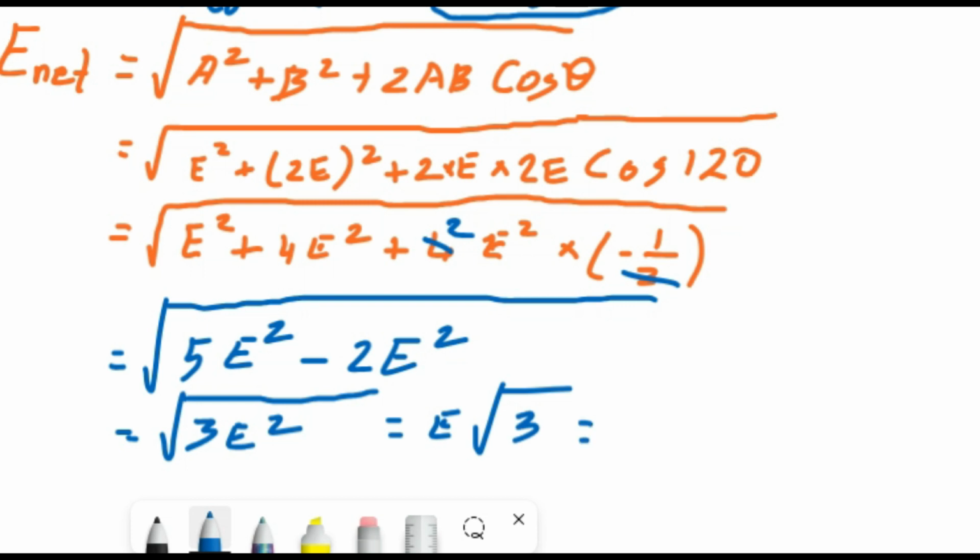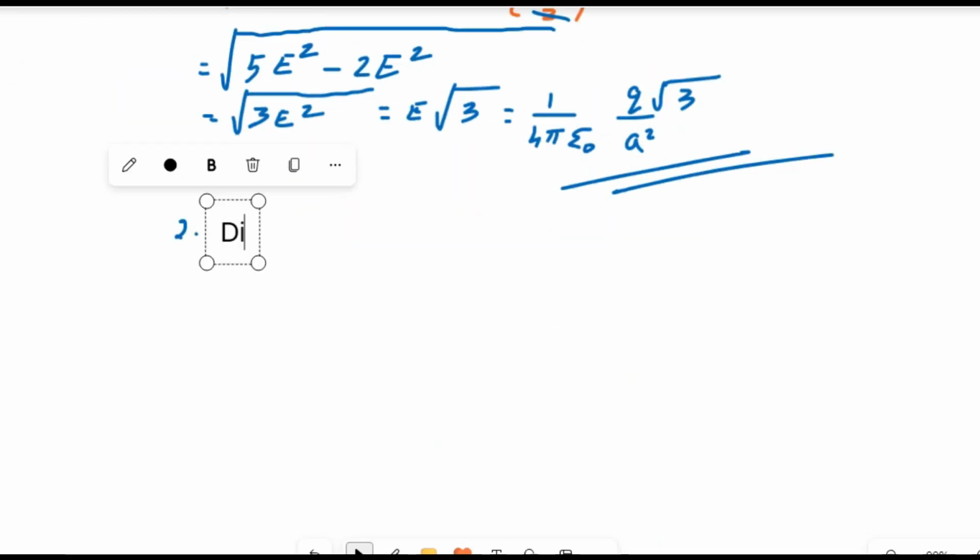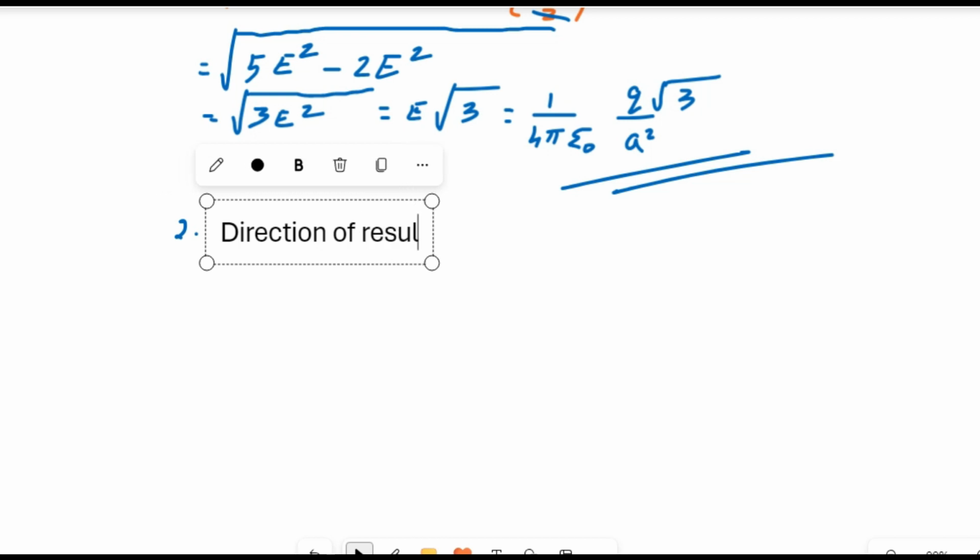The matter stopped here. You can substitute the value of E now. So the value of E is equal to, we wrote before, 1 by 4 pi epsilon 0 q by a square, correct, into that root 3. So the first part we answered. Now the magnitude part we answered. Okay, now we come to the direction part.